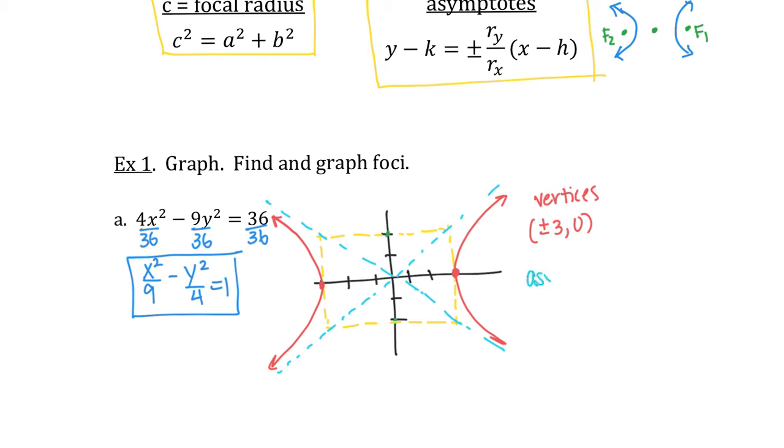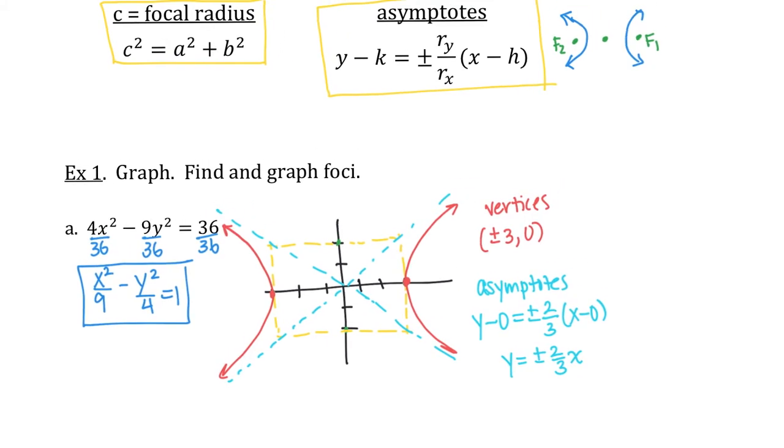I'm okay with you leaving it in point slope form or in slope intercept form, or whatever appropriate form you can think of. So in point slope form, y minus 0 equals plus or minus the y radius 2 over the x radius 3 times x minus 0, which again is the same as plus or minus 2/3 x, which is completely consistent with our graph. Up 2/3, down 2/3.